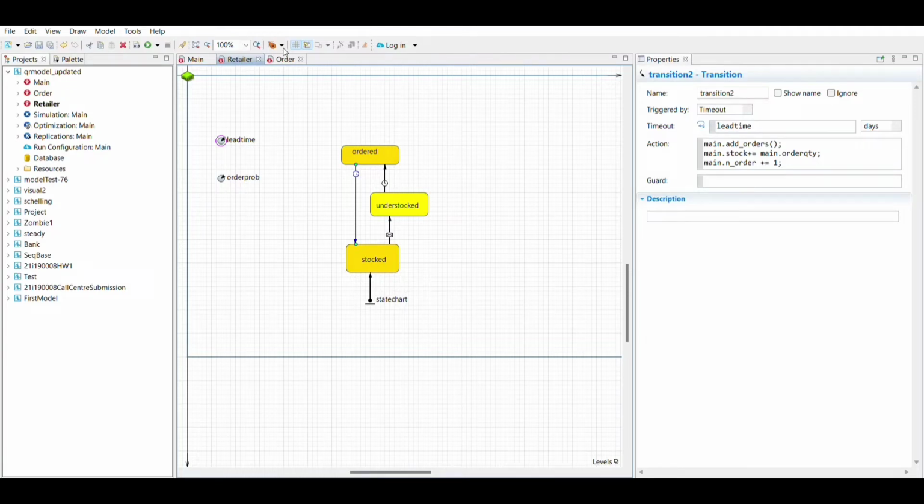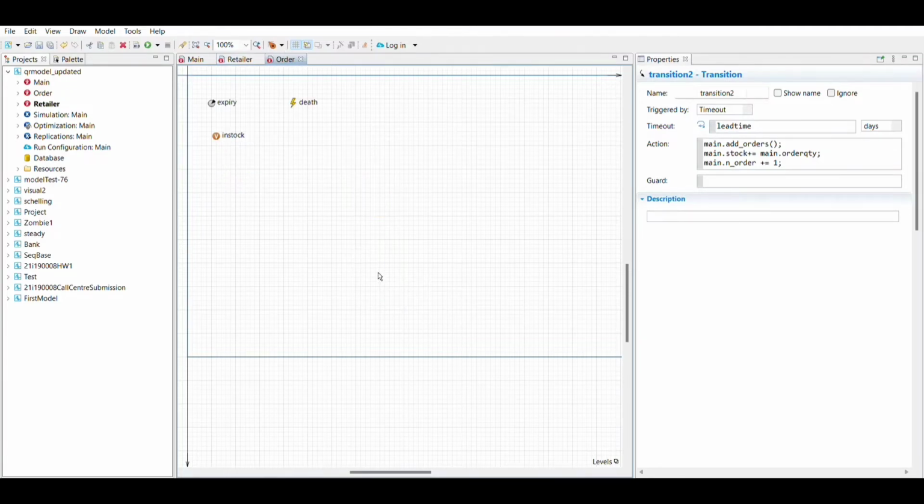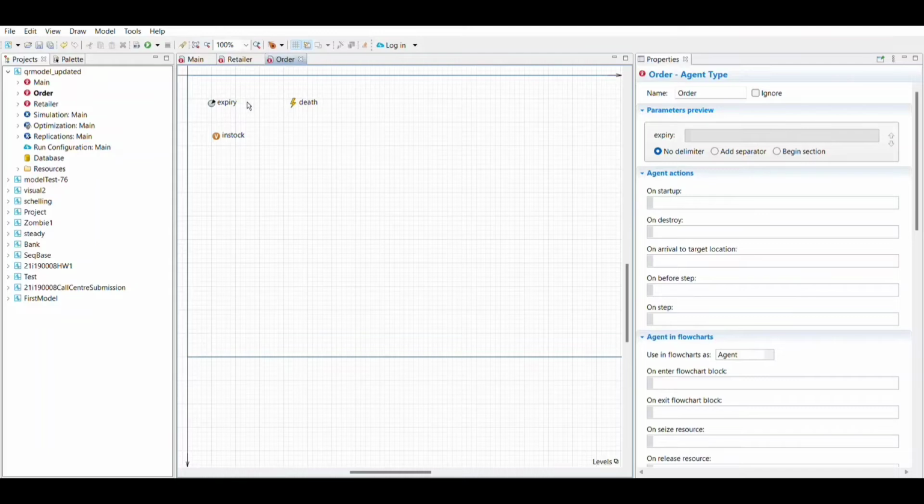Let's have a look at the order agent. We have modeled this as a separate agent because we are considering it to be perishable with a finite expiry date. Once the expiry time is complete, it cannot be sold anymore, and it goes into the overstocking loss.